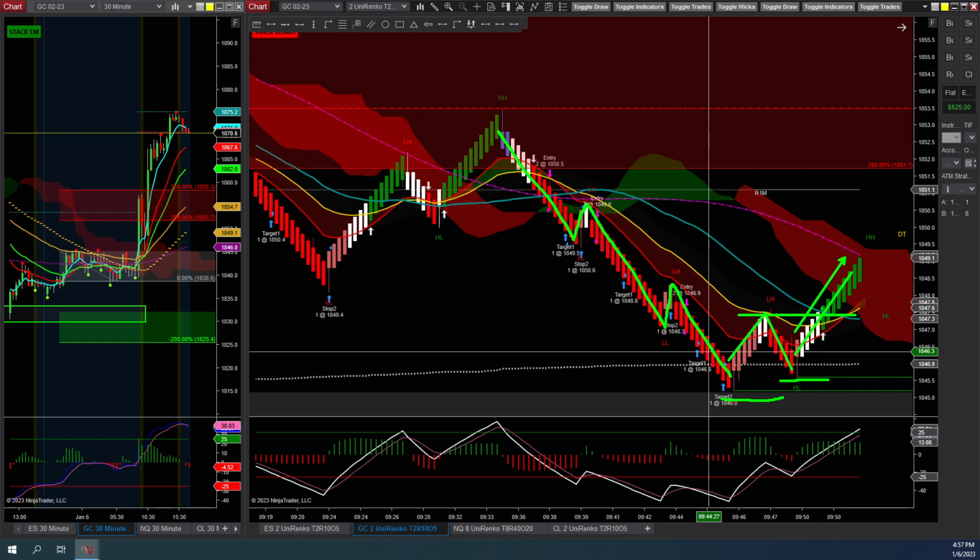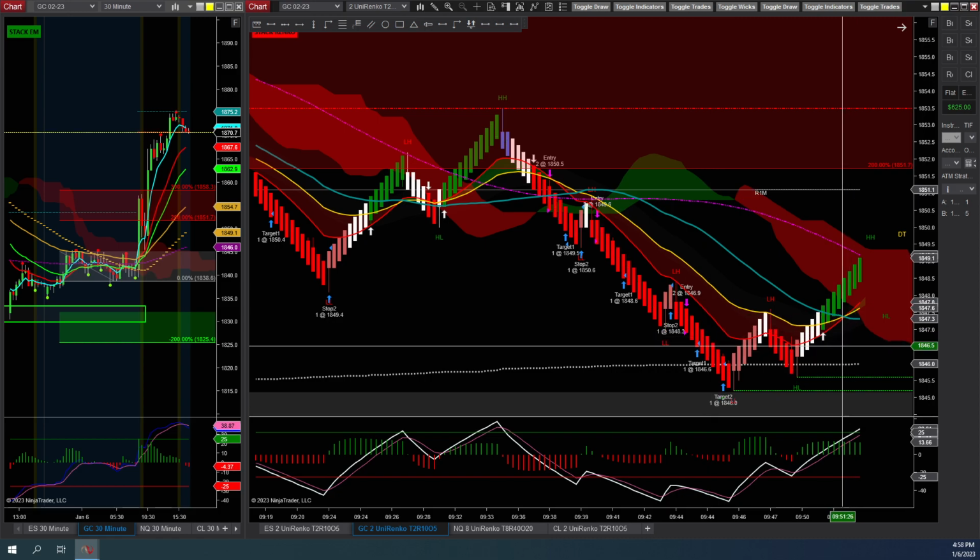Now this one is not ideal, because for one thing, you have the cloud right here. The cloud is above the price, and then you have also the 50 SMA right above it, but it was crossing all the other moving averages there. So I did not take that trend reversal breakout.